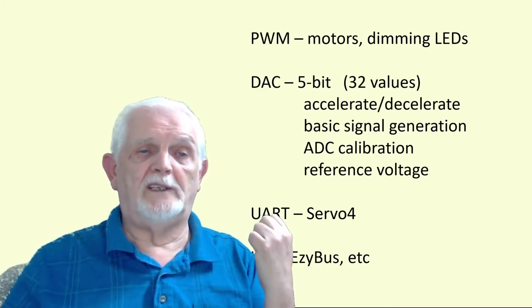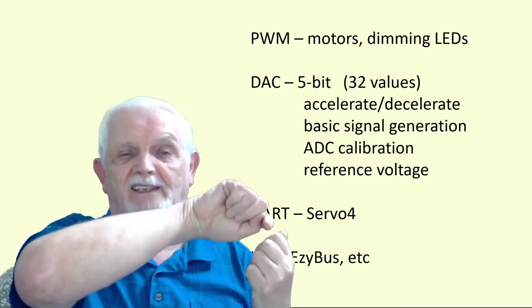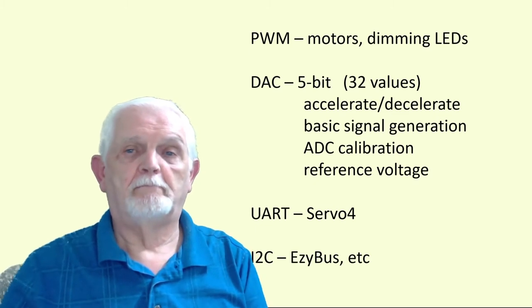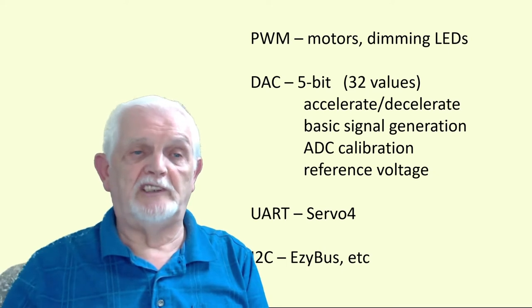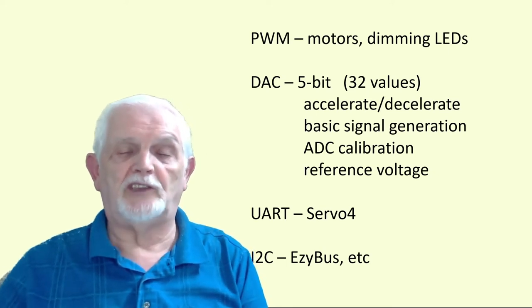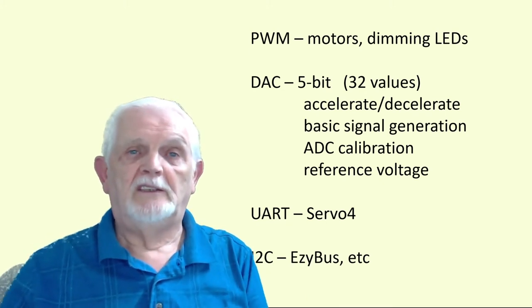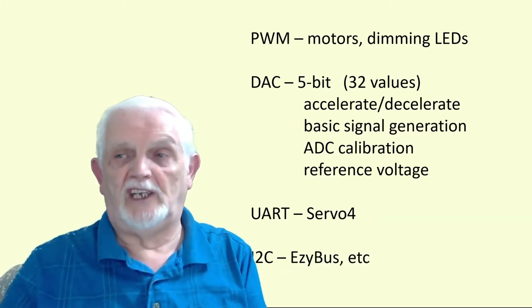So if you want to know whether your analog is working properly, you send out the digital at one end, put it back in at the analog end and check that you get what you thought you'd get. Or you can use the PIC to give you reference voltages. If you want to know whether something works at 3.2 volts, set the DAC up to give you 3.2 volts as an output and you can check whether it works.